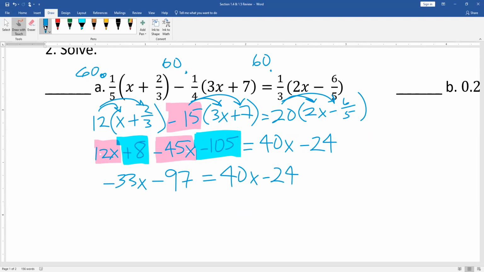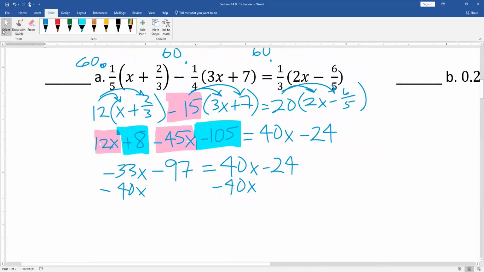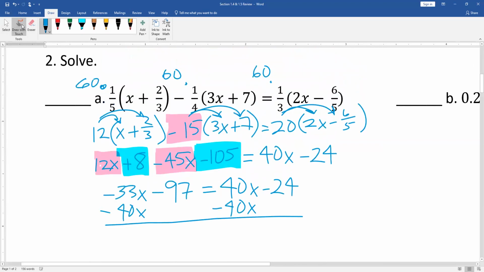All right, so at this point, it's pretty simple. We're just going to combine like terms. We know we're going to end up with a negative regardless because the answer we got earlier was -1. So I'm not going to worry about trying to keep things positive because eventually it's not going to be. So I'm just going to go ahead and subtract this 40x from both sides. When we do that, this becomes negative 73x minus 97. Those cancel out and that becomes negative 24.